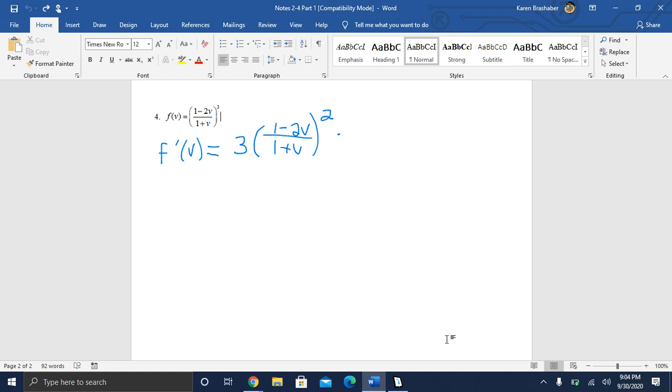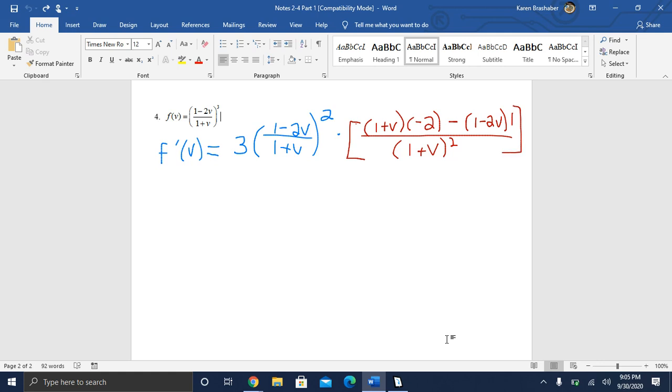So this is a multiplication. So it's on that same line. It may seem like a second part, but this is all one line. So you're doing Lo d-Hi. So that would be 1 plus v times the derivative of the numerator, which is negative 2, and then minus Hi d-Lo. So 1 minus 2v times the derivative of the denominator, which is just a 1, and then over, remember it's Lo-Lo on the bottom. So 1 plus v to the second power.